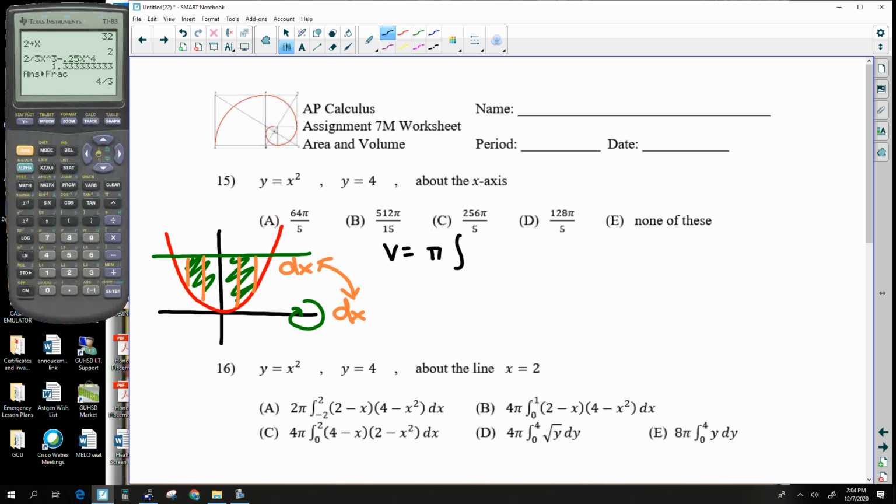Where do they intersect? Quick math. This is going to be negative 2 to positive 2. So the big radius, the one that is furthest from my axis of rotation, is the line. So that is 4. The little radius is the x squared.